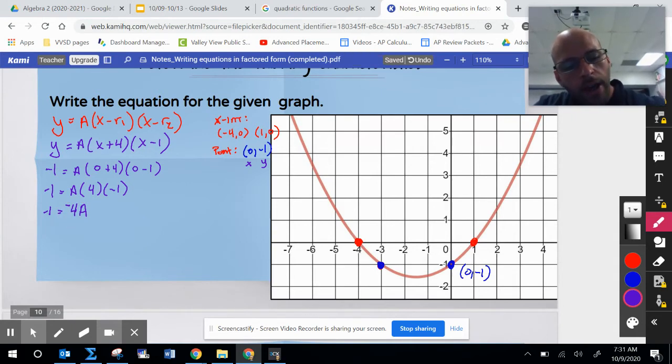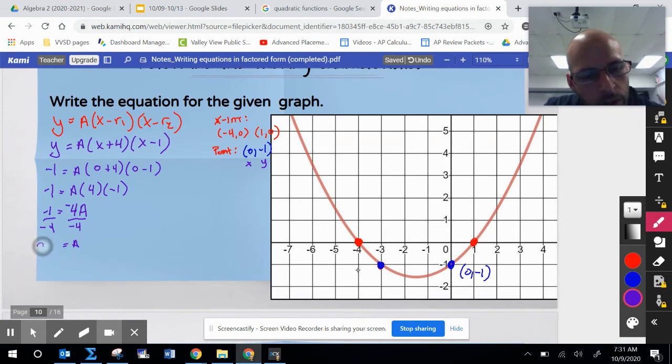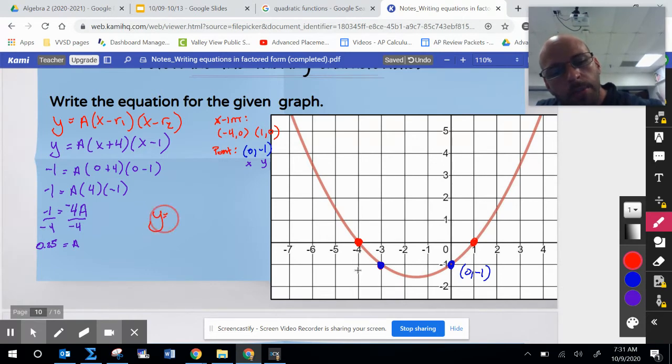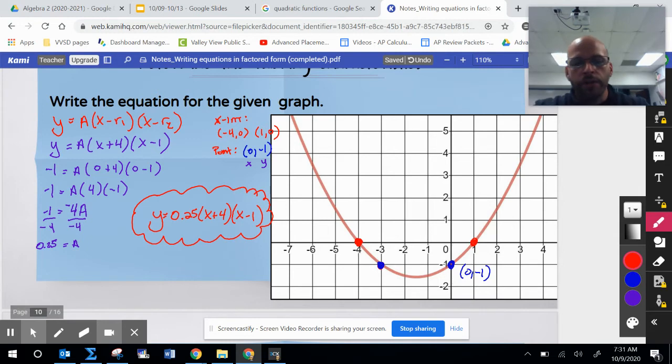And go ahead and divide the -4. So that gives me, and I've got my calculator here, if you take a -1 and divide it by a -4, you get a positive 0.25 or a positive 1/4. So now my equation for this quadratic is going to be y equals 0.25 times x minus my first x-intercept, which was -4, so I'm going to put a +4, and then x minus 1. And this is the equation for that curve.